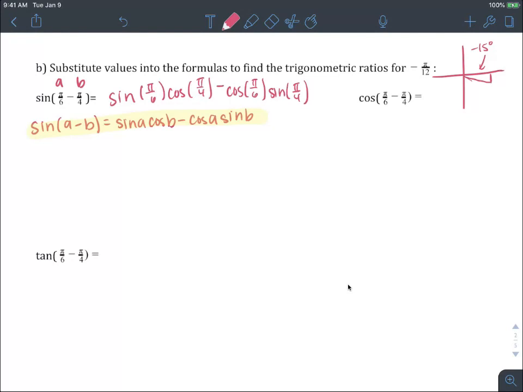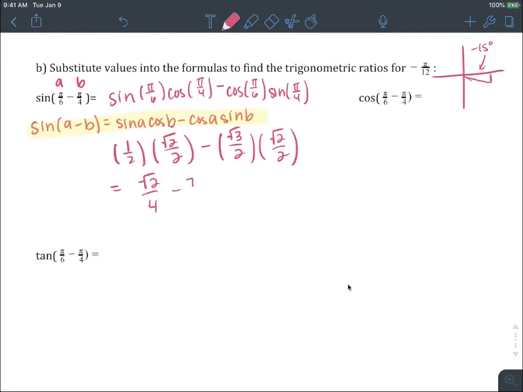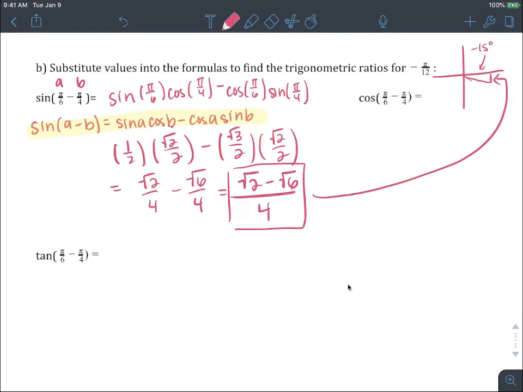So let's evaluate these. Sine of pi over 6 is 1/2. Cosine of pi over 4 is root 2 over 2, minus cosine of pi over 6, root 3 over 2, times sine of pi over 4, root 2 over 2. Okay, giving us root 2 over 4 minus root 6 over 4, which is equal to root 2 minus root 6, all over 4, and that's it. So that's the sine ratio for this triangle.